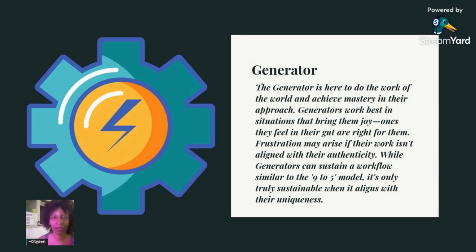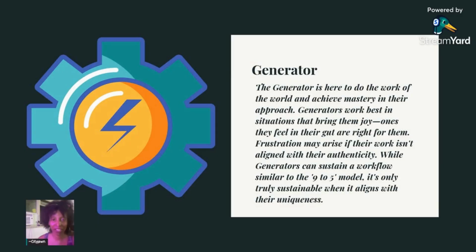The first type we're going to talk about tonight is the generator type. The generator type makes up a lot of the population, about 37%, I think. They are here to do the work of the world, and their spiritual purpose is to achieve mastery in their approach to their work.